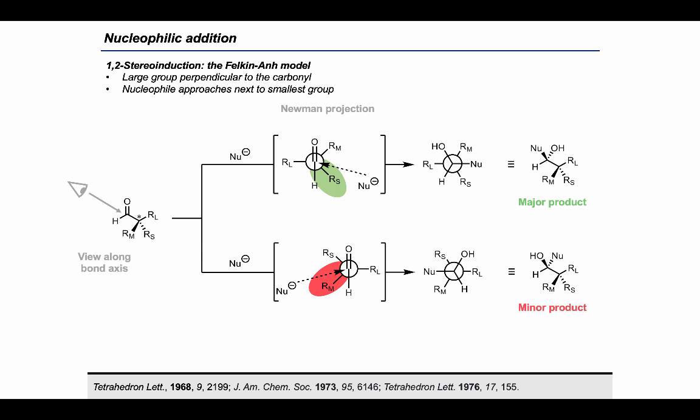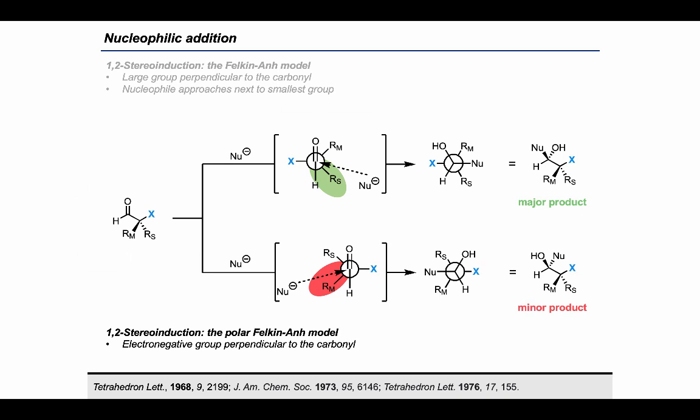There are, however, exceptions to the Felkin-Anh model, but these too can be explained by considering the stereoelectronic interactions involved. The first of these modifications, referred to as the polar Felkin-Anh model, is that in cases where there is an electronegative group on the alpha carbon, the electronegative group is treated as though it were the large substituent. Therefore, we place the electronegative group X perpendicular to the carbonyl carbon instead of the most sterically congested group. The reason for this is that, while these are not the most populated conformers, they are the most reactive.